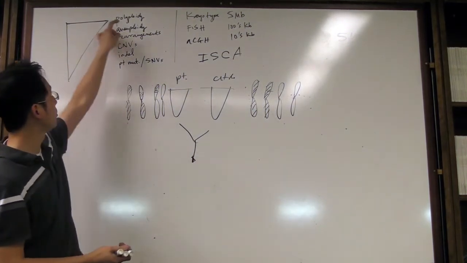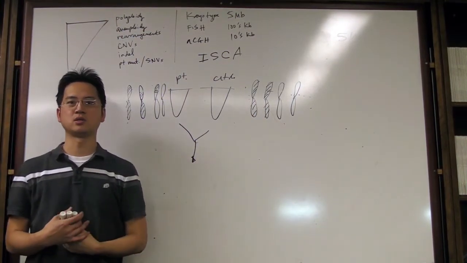So another question, polyploidy, can you detect that by array CGH?